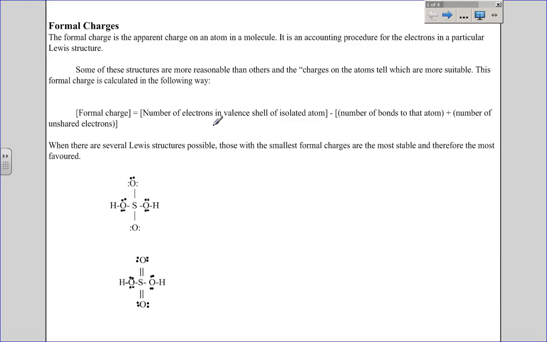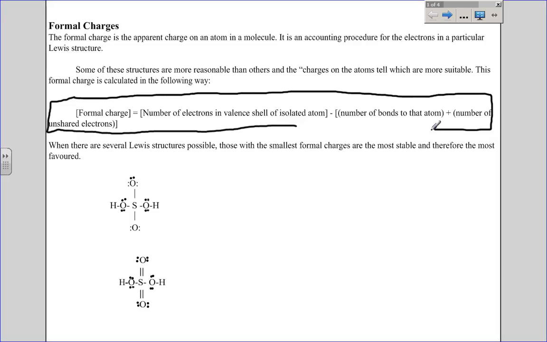In order to calculate formal charges, we follow this formula here. The formal charges are determined for each atom within the molecule. We take the number of electrons in the valence shell of the atom. We take the number of bonds and subtract that, added to the number of unshared electrons. Essentially what we're doing is trying to figure out if an atom in a particular molecule is following its expected bonding. So let's just talk about that for a moment on the side here.